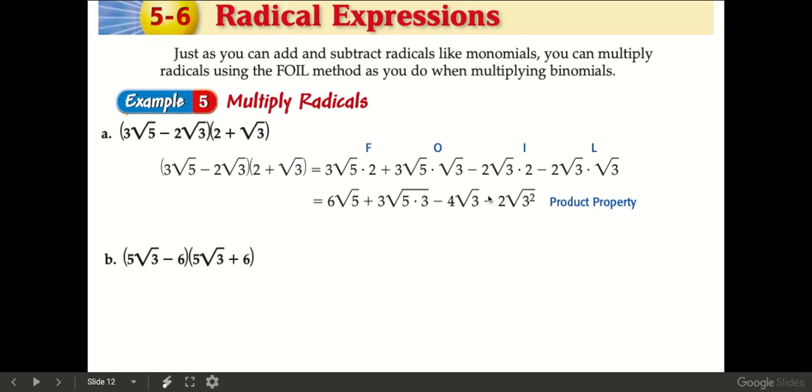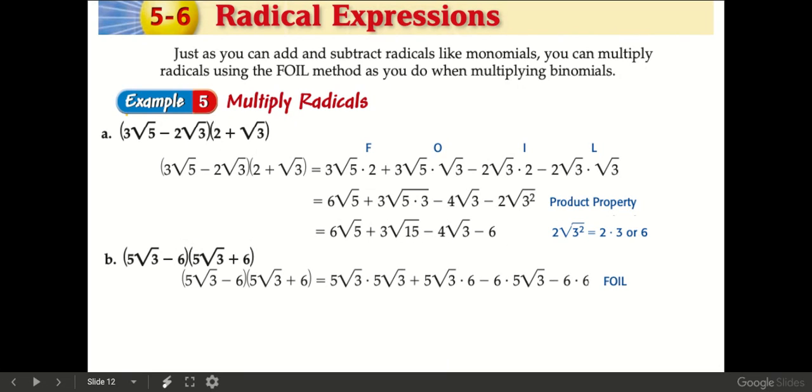Again, 2 times 2 is 4, so that's 4 radical 3. And then here I'd have 2 times radical 3 times radical 3. And I know radical 3 times radical 3 is radical 3 squared, or the square root of 9, or just 3. And so when I simplify them, this is where I'm at. I'd have 6 radical 5 plus 3 radical 15 plus 4 radical 3 minus 6. And then the same thing in the other one, I'm going to go ahead and FOIL it out.